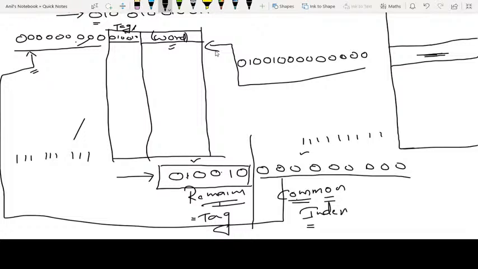But where? Under the same index, replacing the previous tag with the current tag and replacing the previous word with the current word. So in case of a miss, the CPU directly reads the word from the main memory. As it is reading from the main memory, this data word is also transferred in parallel to the cache memory, where, under the same index, it replaces the previous tag with the current tag and the previous word with the current word. This is the direct mapping procedure.